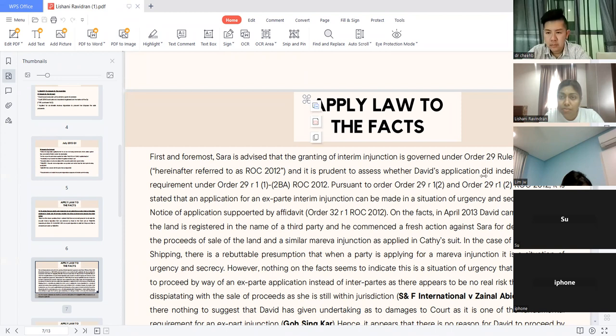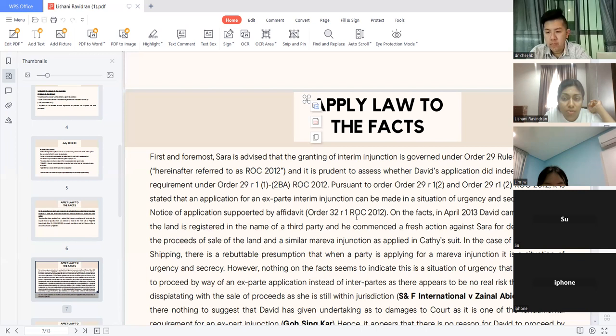First and foremost, Sarah is advised that the granting of an interim injunction is governed under Order 29 of the Rules of Court, and it's prudent to assess whether David's application did indeed satisfy the requirement under Order 29, Rule 1, Subsections 1 to 2BA. Pursuant to Order 29, Rule 1, Subsection 2, it is stated that an application for ex parte interim injunction can be made in a situation of urgency and secrecy by way of notice of application supported by affidavit. Got error in spelling here. Please take note, by affidavit. Order 32, Rule 1, Rules of Court.